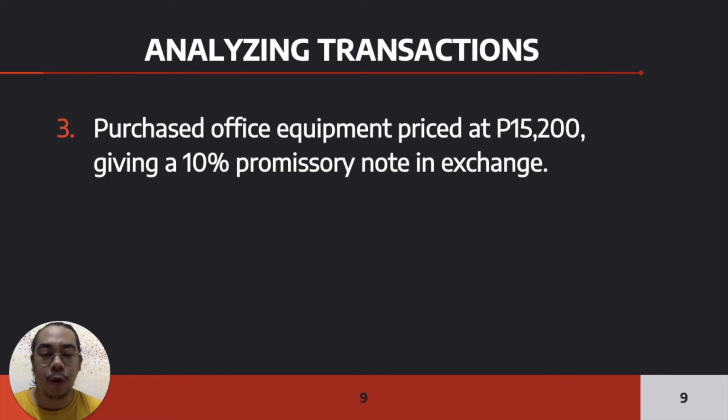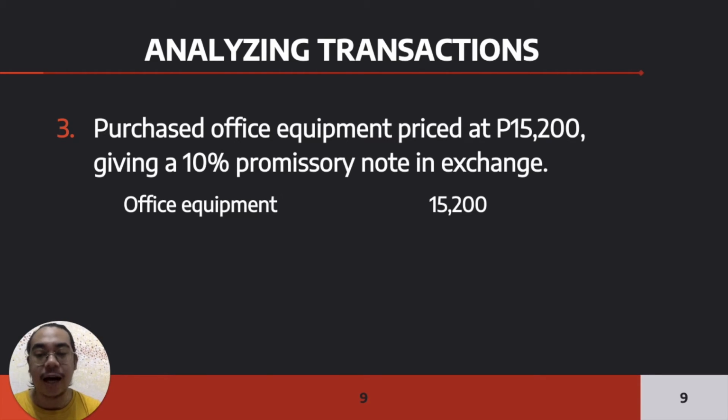Transaction number 3. Purchased office equipment priced at 15,200, giving a 10% promissory note in exchange. So bumili ka daw ng office equipment na dagdagan yung asset mo na equipment. So debit office equipment 15,200. Pero hindi ka nagbayad ng cash. Nag-issue ka ng note, utang, promissory note. So nagkaroon ka ng utang, kaya credit, note payable, 15,200.